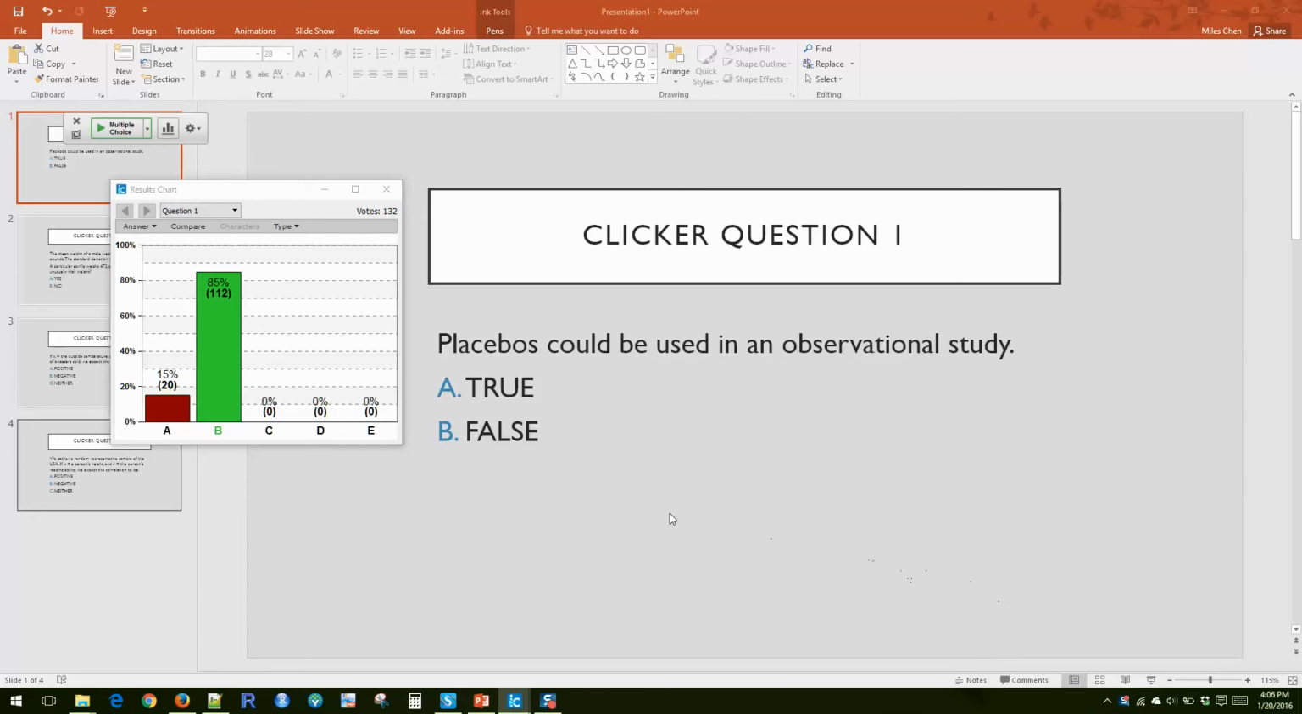Okay, so placebos would not be used in an observational study. We only use placebos in experiments as part of the blinding process because we don't want people to know which treatment they are receiving. As far as observational studies go, people choose their own treatments, so there's really no sense in having a placebo going.